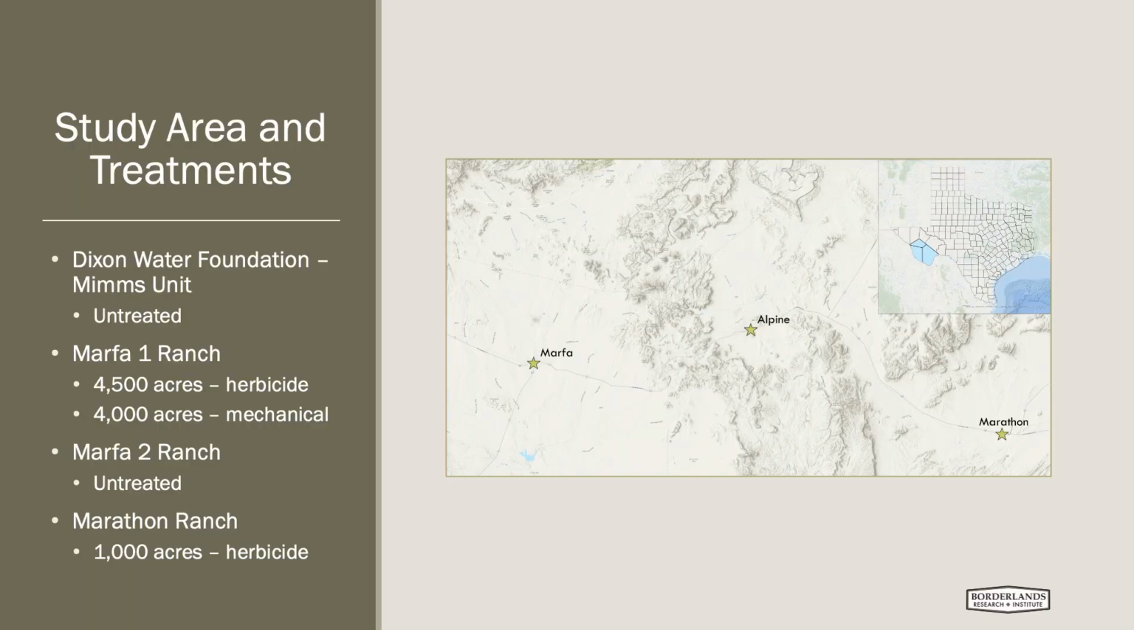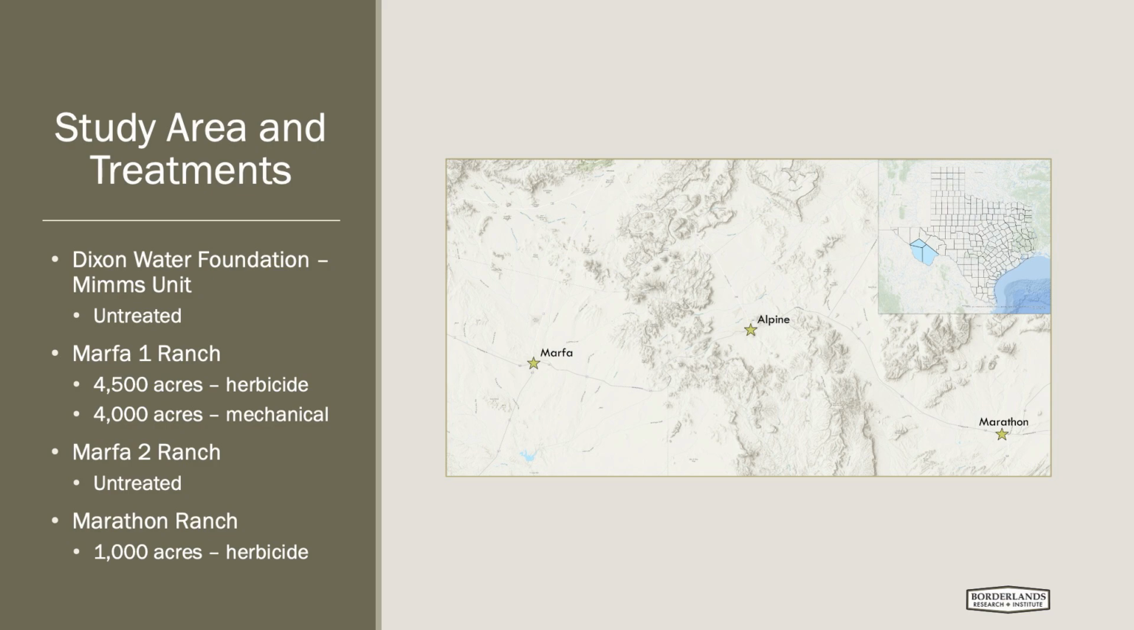So this research was done mostly across the Marfa and Marathon grasslands. And so I'm going to talk about these different properties where we surveyed. First, as I've mentioned, the MIMS unit, again, where some of y'all will be out tomorrow, we used that as our reference grassland. Because it's fairly unencroached, we used that as kind of our comparison site.